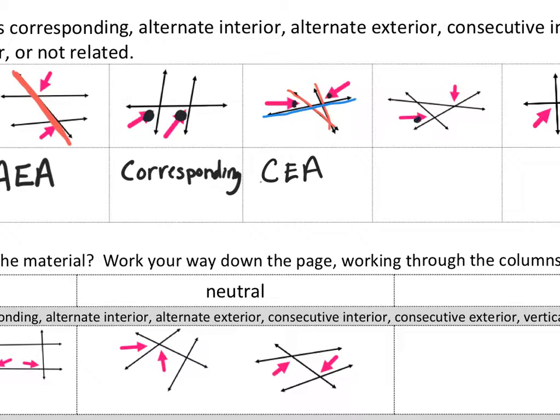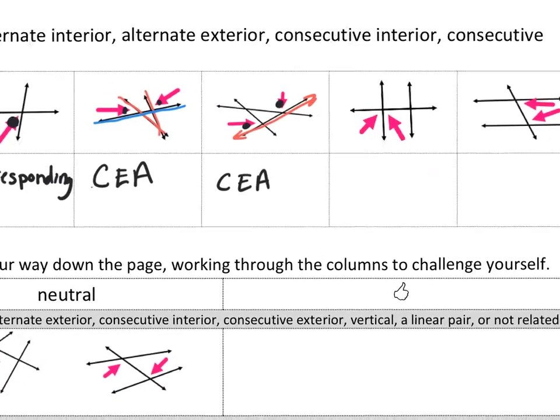The next one, if you look, these two are on the outside. Okay, and they're also on the same side of this red transversal. So if you think about it, we're going to name those ones also CEA, consecutive exterior angles. And again, if these are kind of confusing pictures and you're trying to figure out what they're asking, we're going to be working more on this tomorrow also.